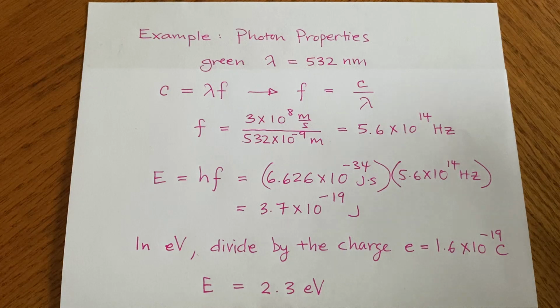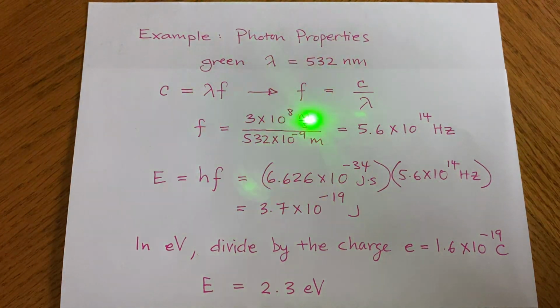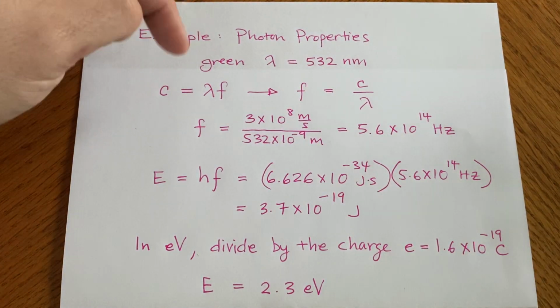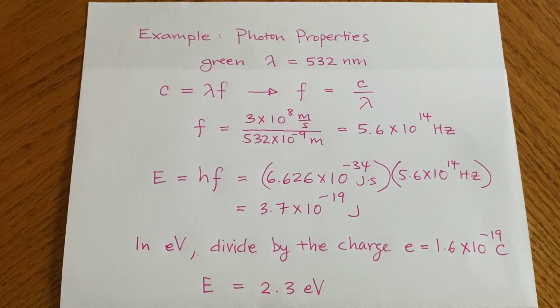In this case, it's a green photon, so we have a green laser pointer, so that's at 532 nanometers. And the green photon in this problem is 532 nanometers.